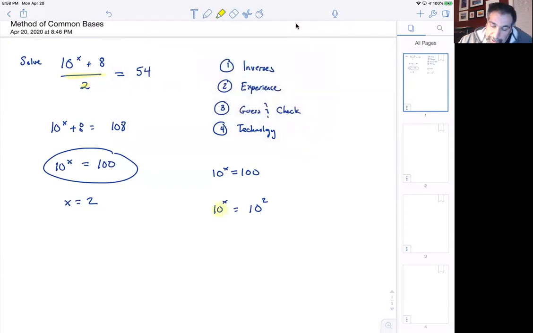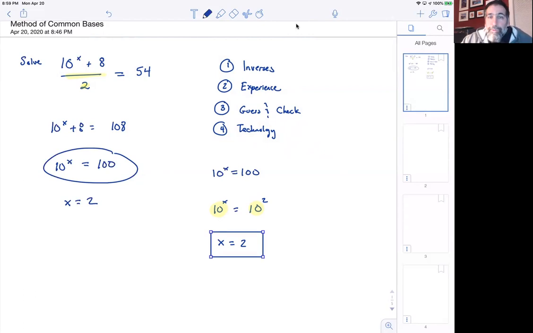On this side, we've got a base 10. On this side, we've got a base 10. We know those two things are already equal. If the bases are equal, the exponents must be equal. This is a more formal way to figure out that x equals 2 in this problem that doesn't quite rely on guess and check. So again, what we're talking about is the method of common bases.